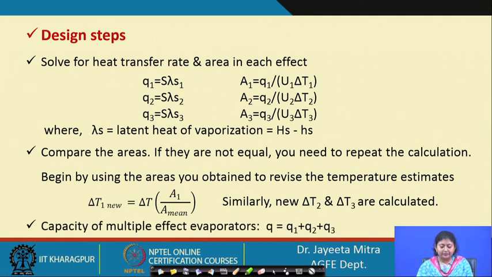And finally, the capacity of the multiple effect evaporator will be Q, that is equal to Q1 plus Q2 plus Q3, because the total heat transfer we are getting in the system is from the first, second and third effect. So, that is why we will add them together.